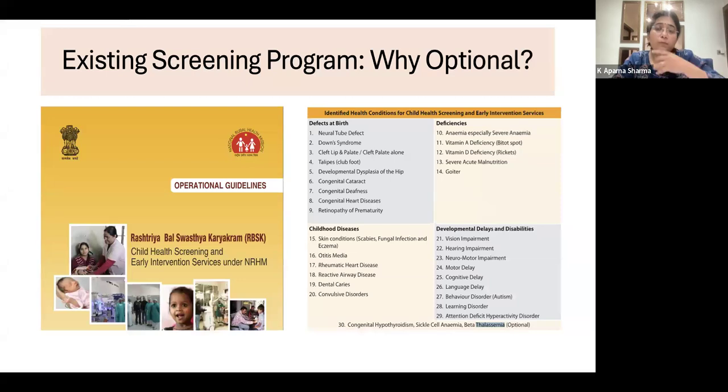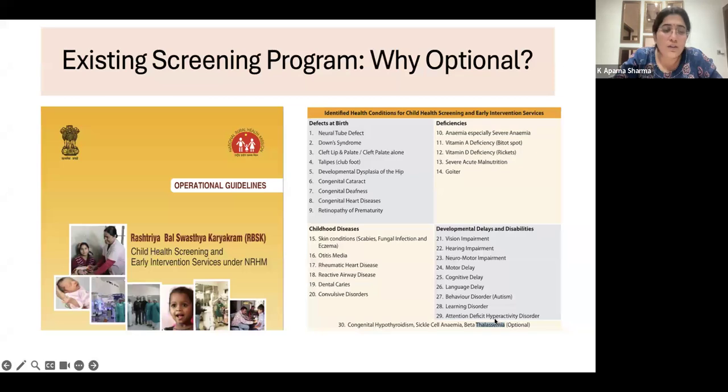And I would also like to point out that the Indian government actually has an existing screening program for children, the Rashtriya Bal Swasthya Karyakram. But if you look at this small point here, point number 30, it points out that there are 30 conditions which need to be screened, where beta thalassemia is optional.